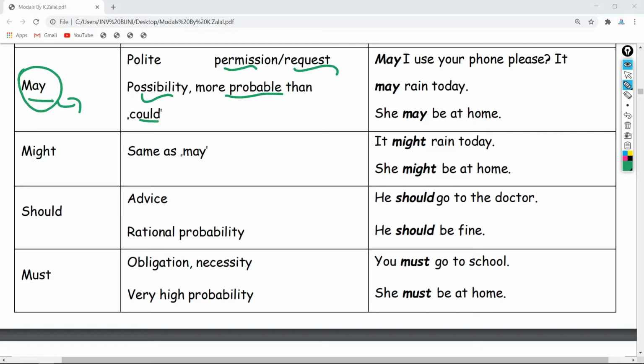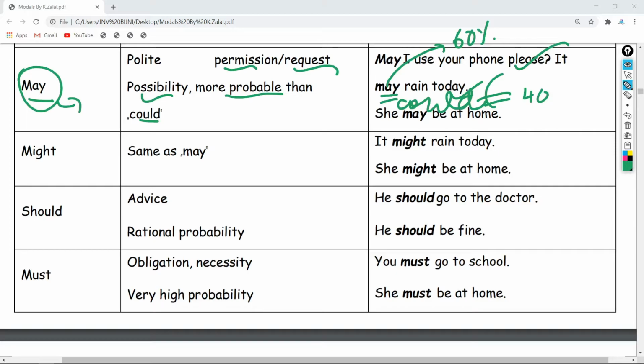May I use your phone, please? This is permission sought or asked. It may rain today: if you write it could rain today, the possibility is suppose 40%. When you say it may rain today, the possibility will be not less than 60%. It means there is a 60% chance that there will be rain.